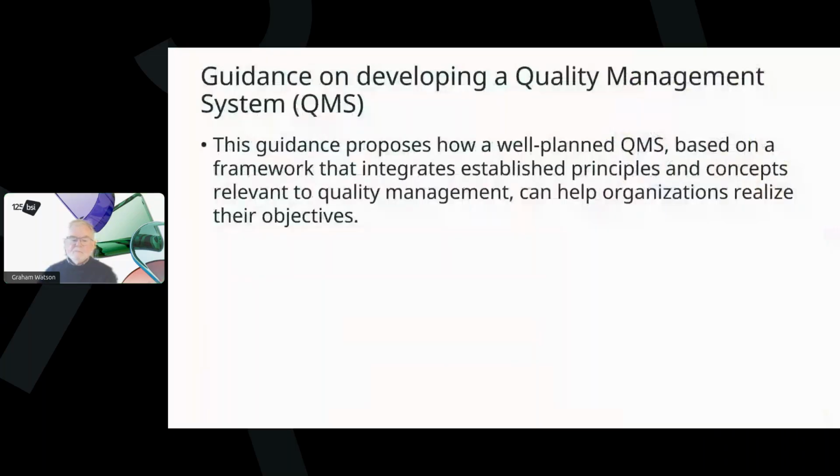Next, please. The document also includes a section giving guidance on developing a quality management system. It actually proposes how a well-planned QMS based on a framework that integrates the principles and the concepts relevant to quality management can help organizations realize their objectives. But remember, 9000 doesn't set requirements for a QMS. These you'll find in ISO 9001 and other requirement standards.